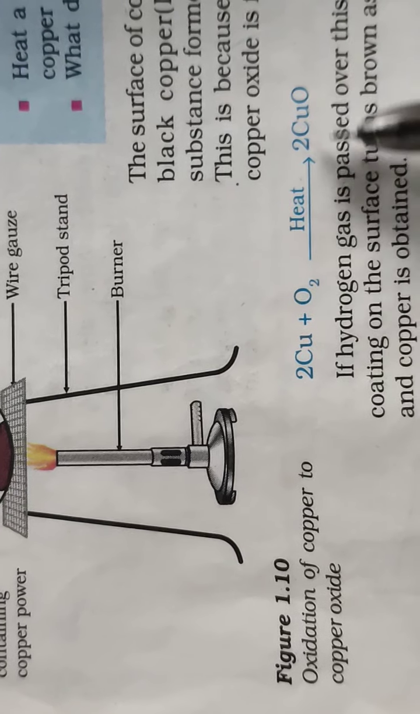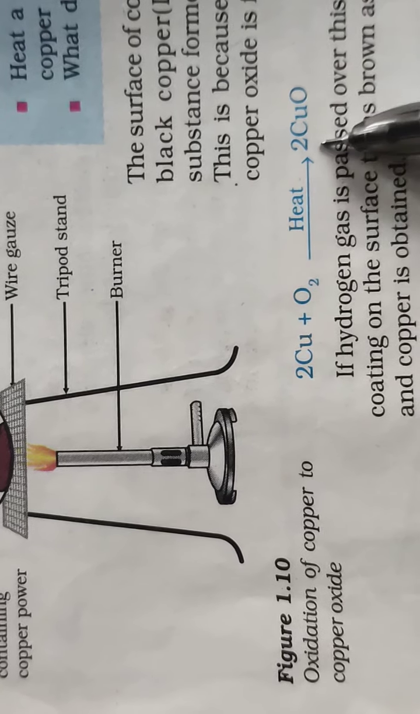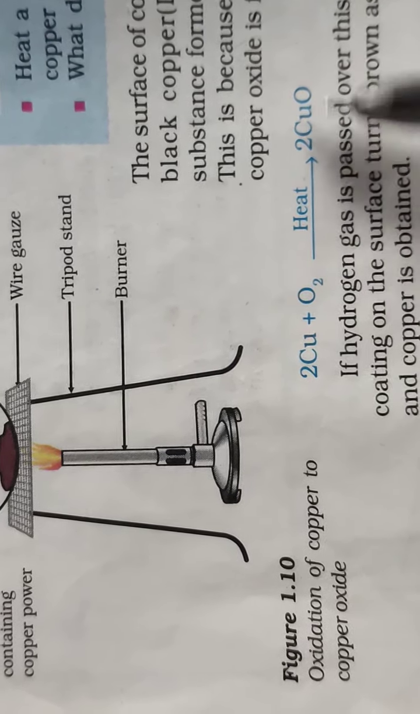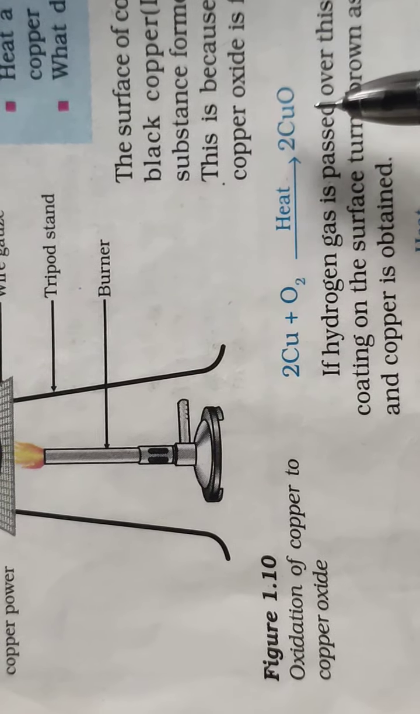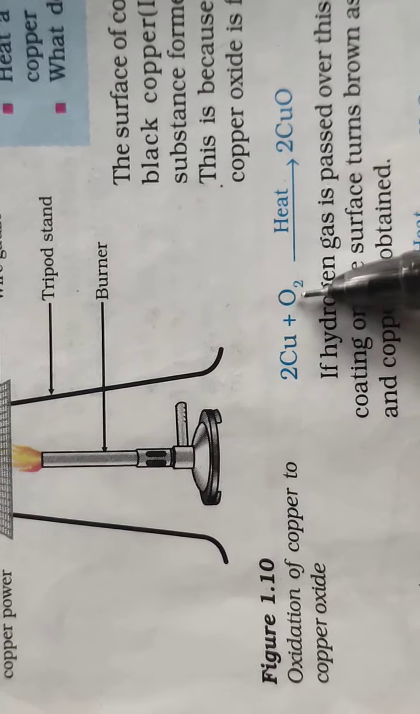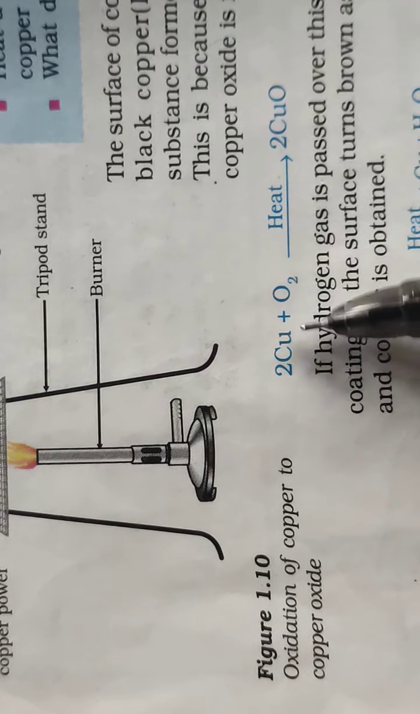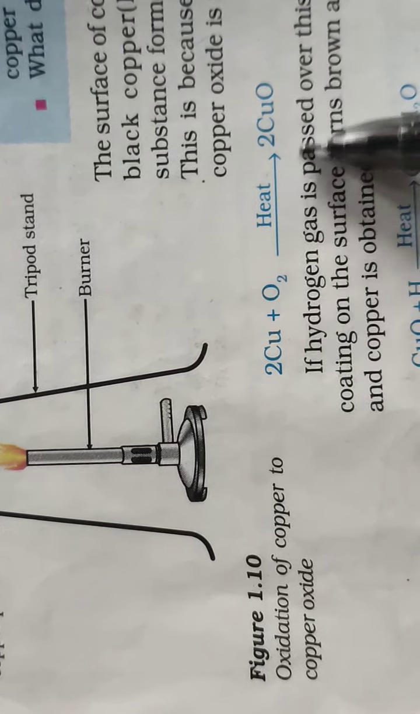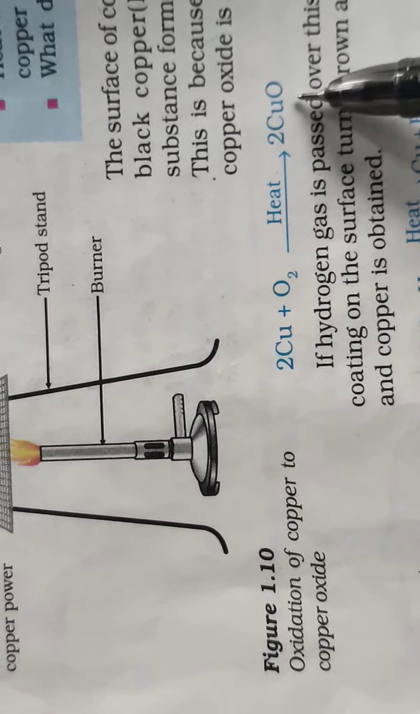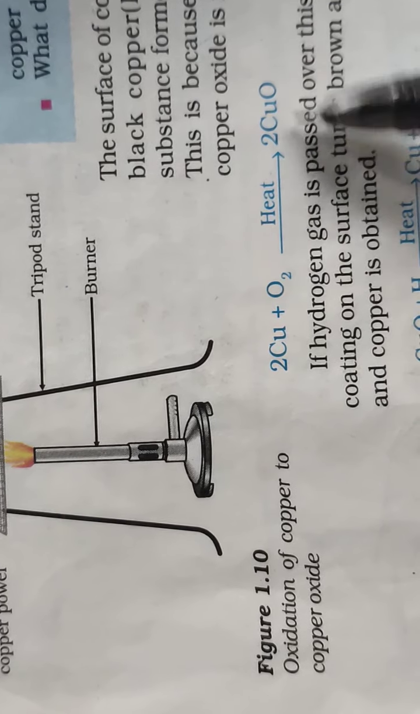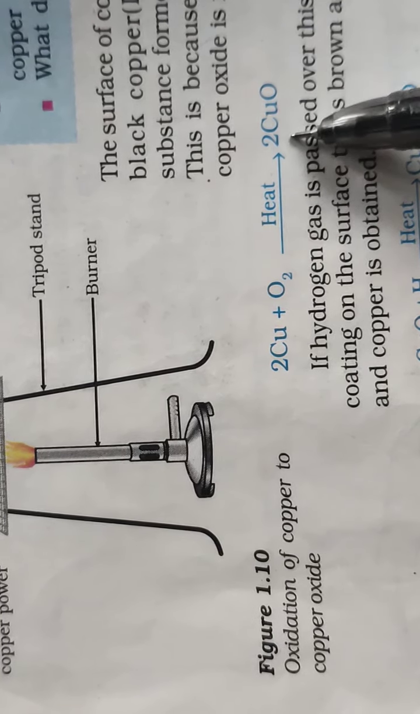So why does this brown copper become black colored copper oxide? What happens whenever oxygen reacts with copper in the heat? It forms copper oxide. This is copper(II) oxide. Copper has valency 1 and 2. Here the copper has valency 2, copper(II) oxide.